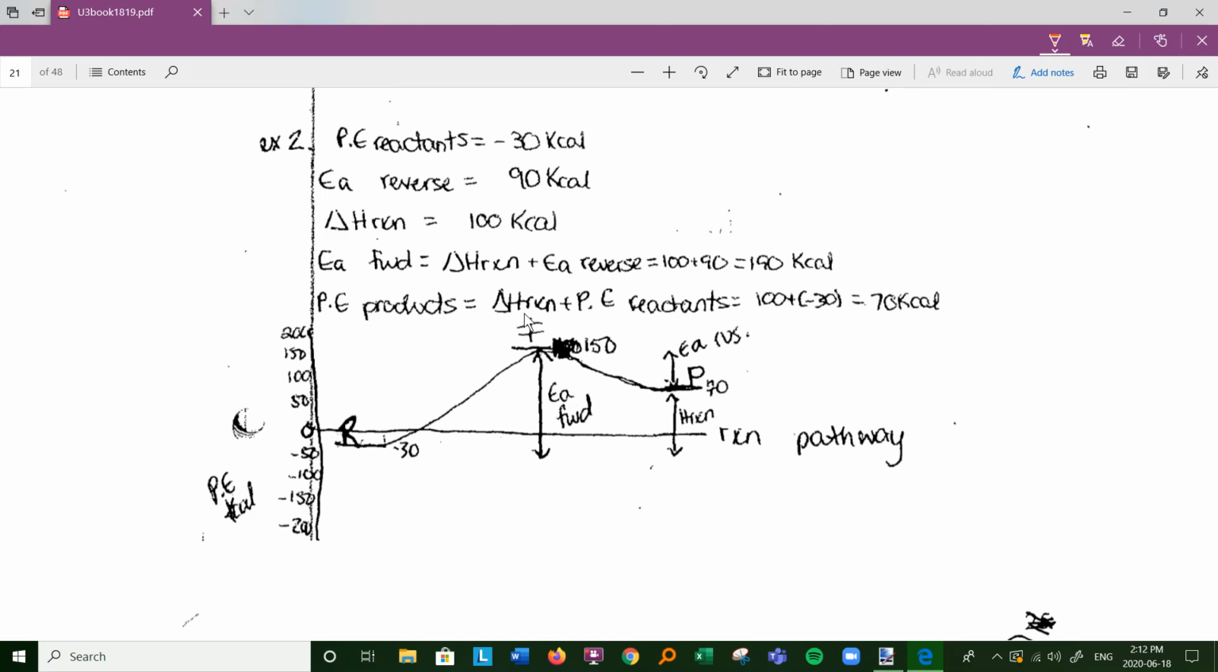But I like to do all the calculations first and then graph. I think the majority of you will do it like that. So it's 100 plus minus 30, so the products are at 70 kcals. The forward activation energy is delta H reaction plus EA reverse. So 100 plus 90, so 190.